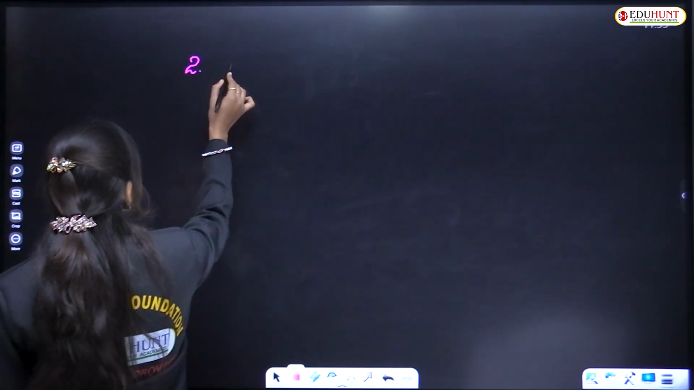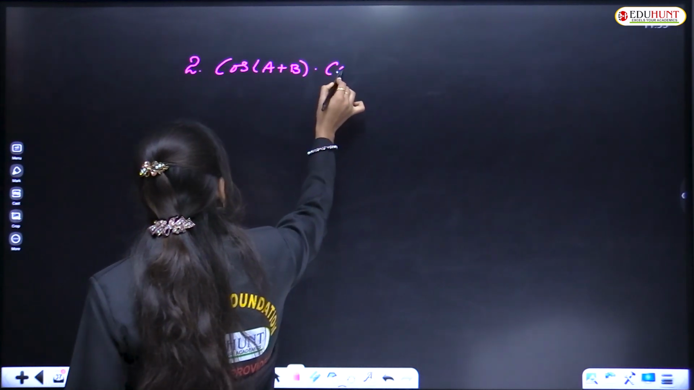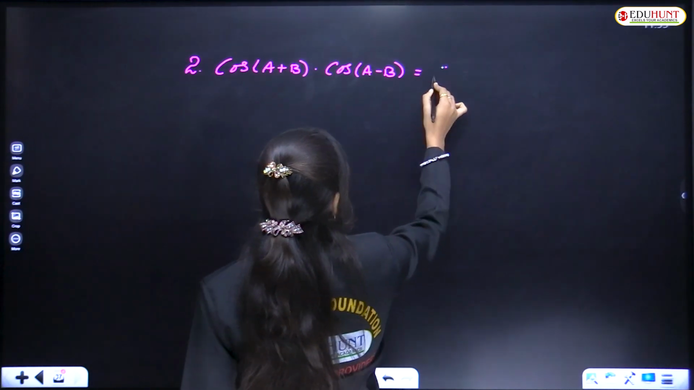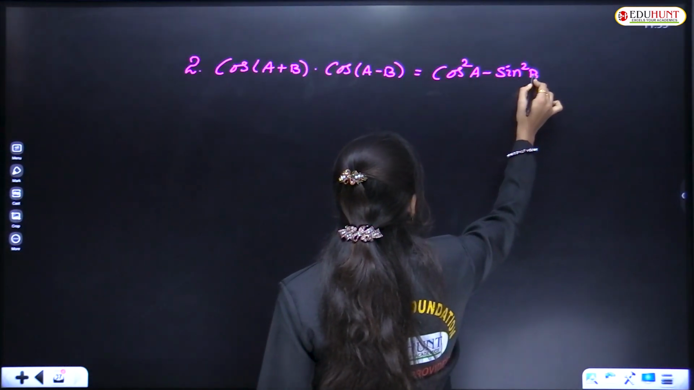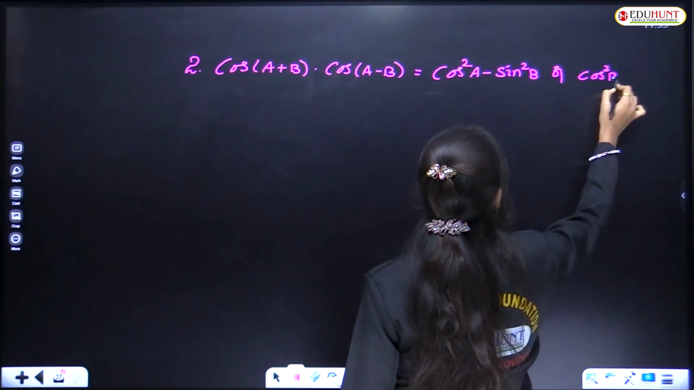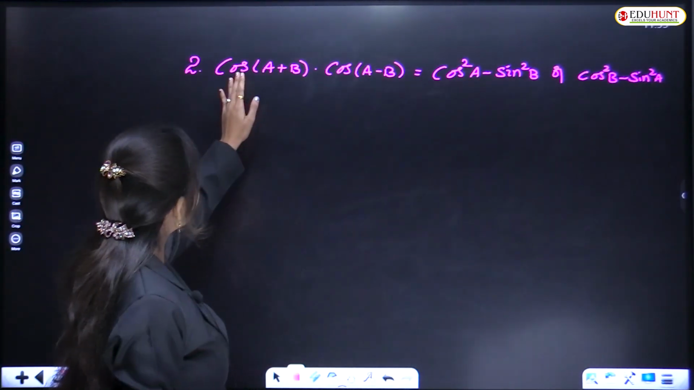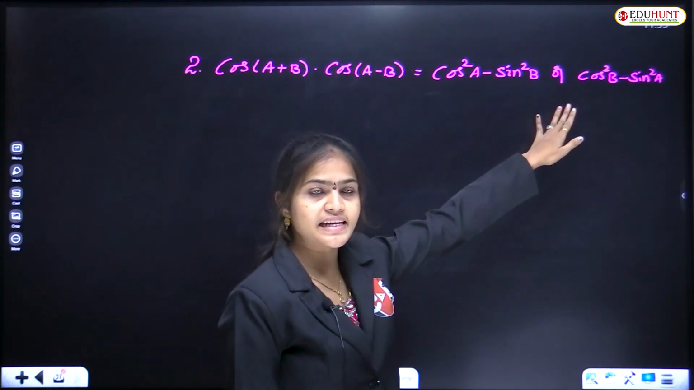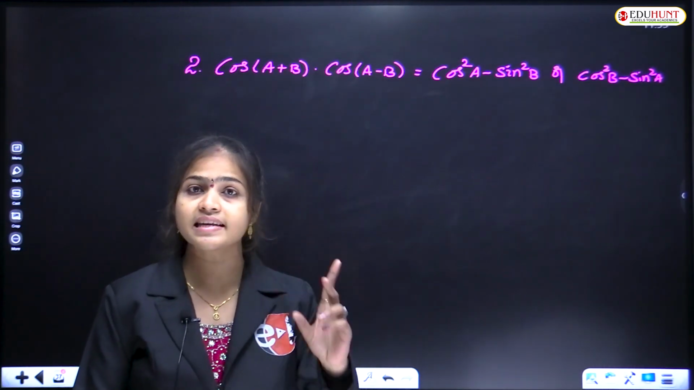The second theorem is cos of A plus B into cos of A minus B, which is equal to cos square A minus sin square B, or cos square B minus sin square A. Okay, children, this is the second theorem. What is that? Cos of A plus B into cos of A minus B is equal to cos square A minus sin square B or cos square B minus sin square A. So this is the second theorem and the second formula.